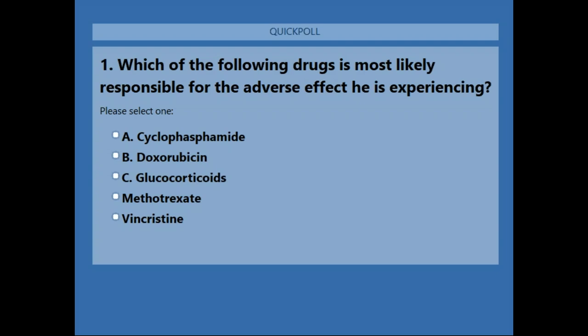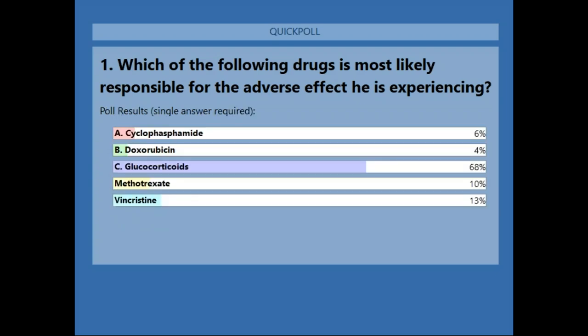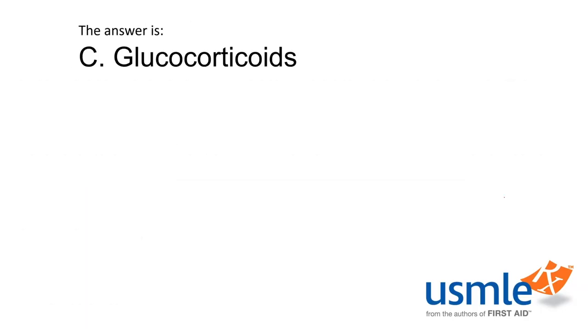And I'm going to share. Looks like you guys are voting for glucocorticoids. Some of you are thinking methotrexate and vincristine, but it looks like the bulk of the votes are for glucocorticoids. So let's see what the answer is. The answer is C, glucocorticoids. So you guys have it. All right, back to you, Dan. Could you bring back the, I can still see the poll question. Oh, I'm sorry, here we go. Great, so the answer is glucocorticoids, and could we go back to the question or just advance to the next slide?